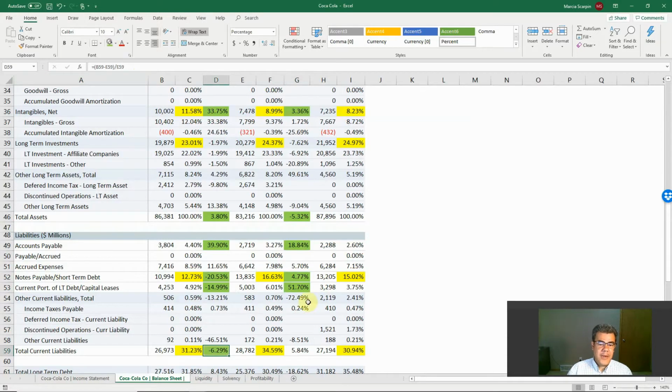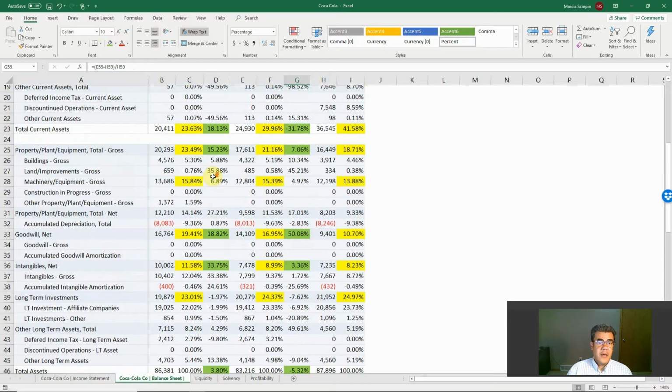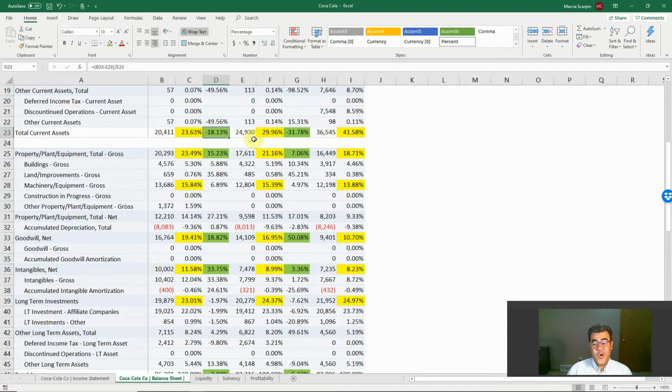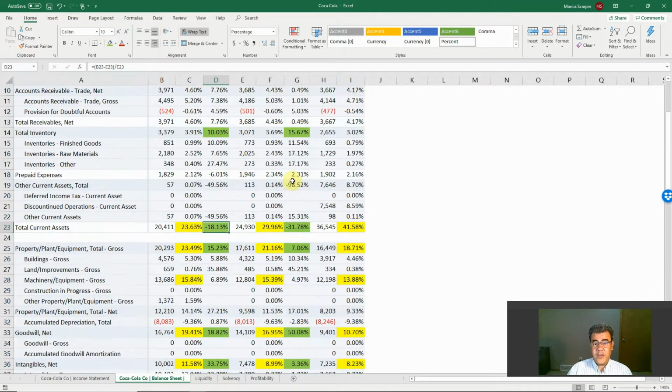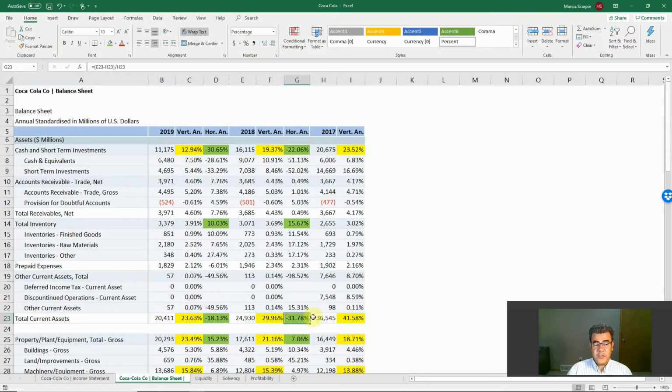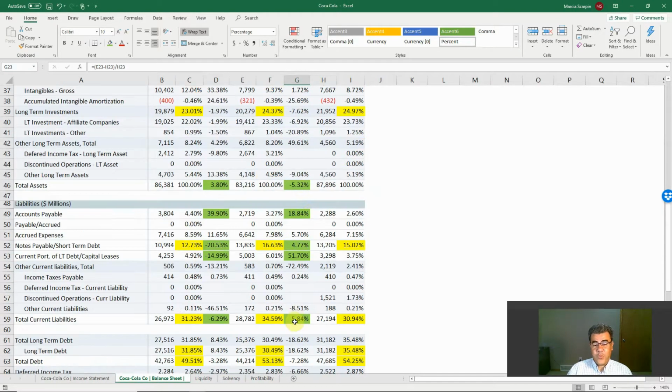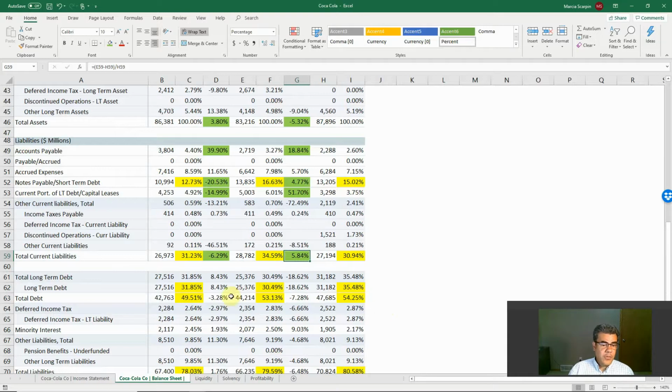And current liabilities is decreasing in 2019, but decreasing much lower than the current assets. So it is not that good, especially 2018. See how bad it is. Decreasing 31% current assets, increasing 5%, almost 6% in current liabilities. Okay. What about long-term debt? Long-term debt increasing after a decrease in 2018. So total debt decreasing a little bit.